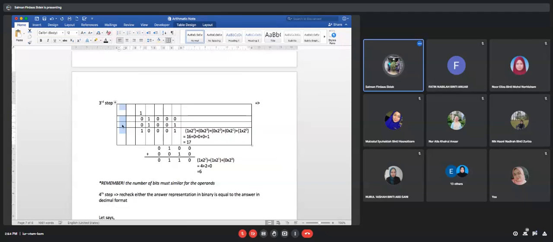Okay, we just put plus here. And then we just put 0 here. We just put 0 as the first digit for the operand as well as the answer also. Like that.